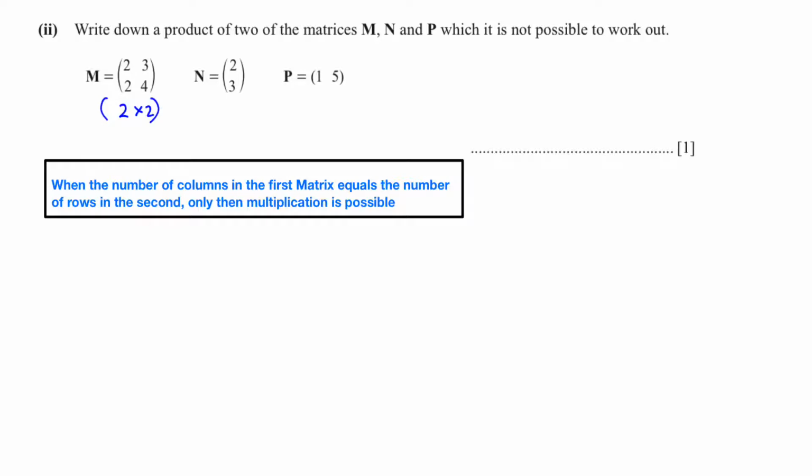What about N? How many rows do we have? 2 rows, and how many columns? One column, and P has one row and two columns. So now we can see what we cannot multiply. We can multiply M with N and N with P. But M and P cannot be multiplied because the number of columns does not equal the number of rows. So this is your answer.